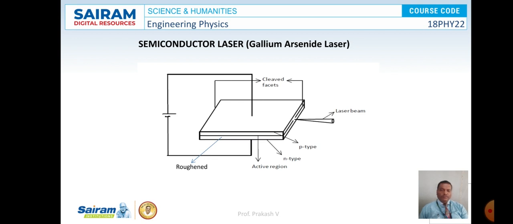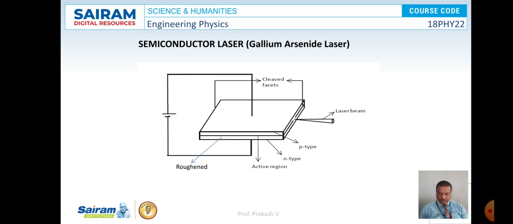Here a pair of parallel planes of the crystal is polished at right angles to the PN layer. These planes play an important role of reflecting mirrors. The other two sides are perpendicular to the junction, which are roughened to suppress reflections of the photons. The gallium arsenide laser diode is subjected to forward bias with a DC source as shown in the picture.